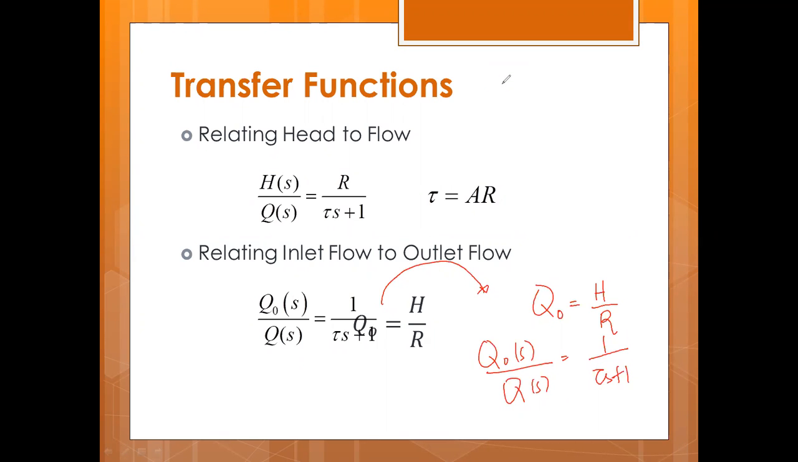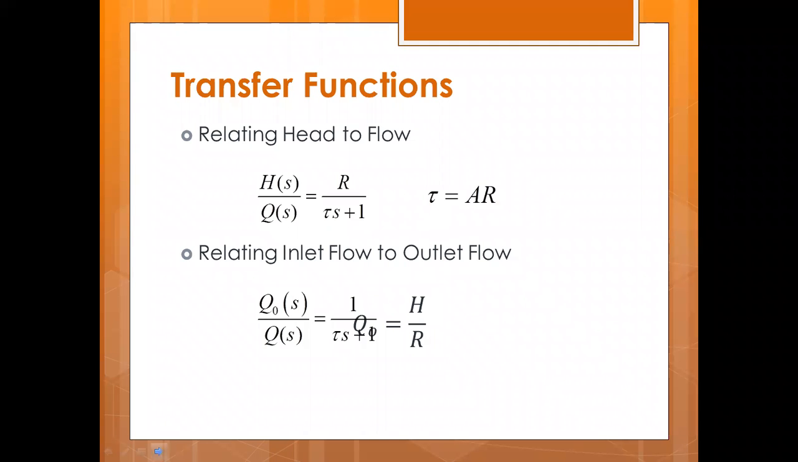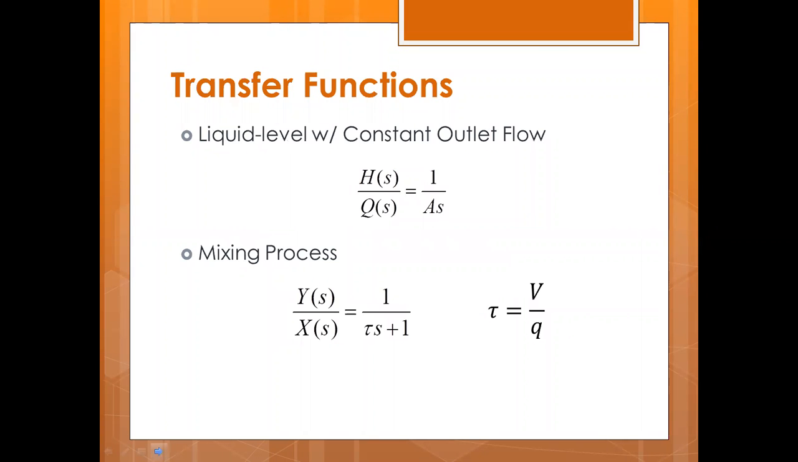That's it. Let me check what we have here next. So if your Q sub O is a pump, it's a constant outlet flow, the transfer function is even simpler. Okay? Head to changes in the volumetric inflow is just 1 over AS.